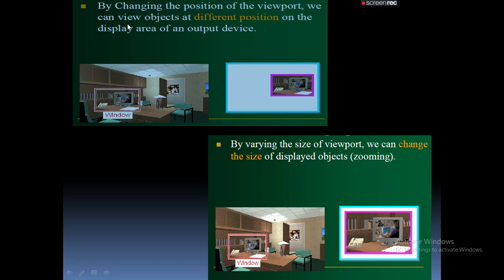I am explaining that by changing the position of the viewport, we can view the objects at different positions on the display area. Here we have a clipping window. I want to view this particular object, so I displayed those objects on the screen of the monitor. If you change the position of the viewport, you can view a different position of that particular object. So what you need to do is change the viewport coordinates.